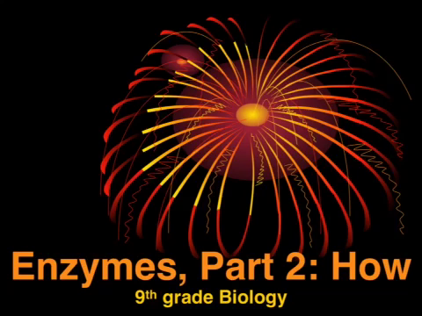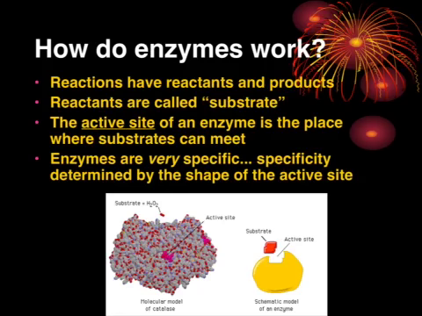So we need to understand something about chemical reactions and the structure of enzymes. Chemical reactions have what we call reactants and products. And when we're talking about enzymes, oftentimes the reactants are known as substrates. That's a new word. So substrate, reactant, same kind of idea. And what happens is an enzyme has what's known as an active site. Okay, so that's a very important term right there.